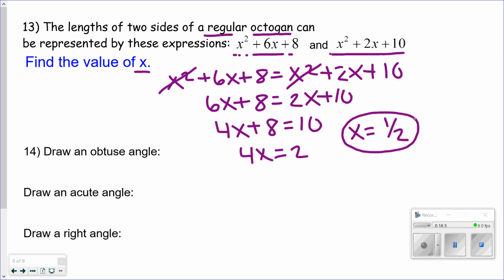And our last problem here. Draw an obtuse angle. Obtuse means greater than 90 degrees. So any angle that you can think of greater than 90 degrees, let's say 110. That looks good. Draw an acute angle. So acute is less than 90 degrees. So something like that, and I can just label it 30 degrees. Doesn't have to be accurate, we're just sketching. And then a right angle. We know a right angle is equal to 90 degrees, so I'm going to draw my box because that is going to tell me that that is 90 degrees.